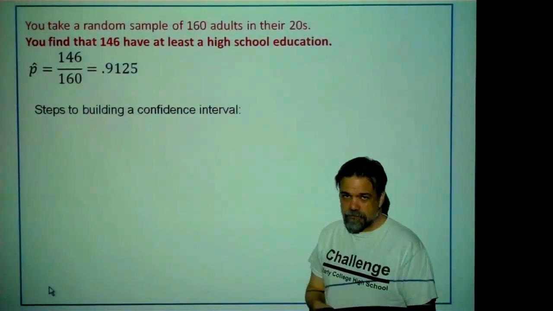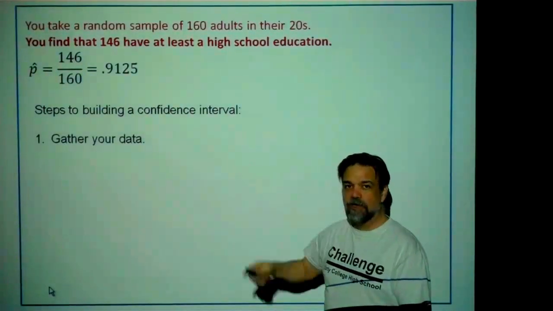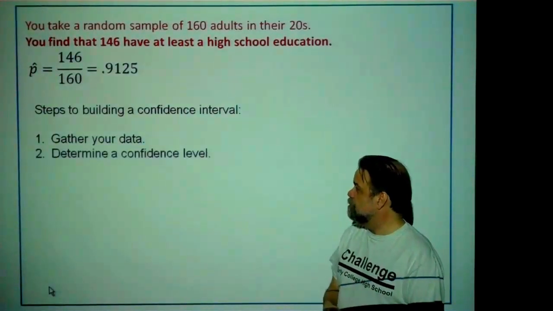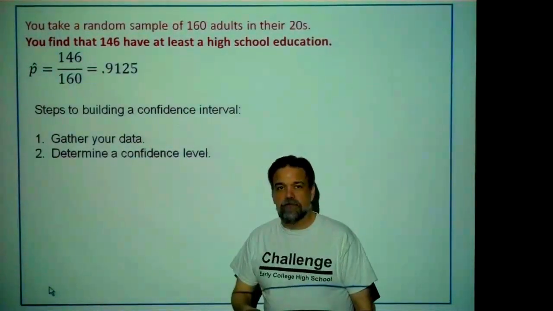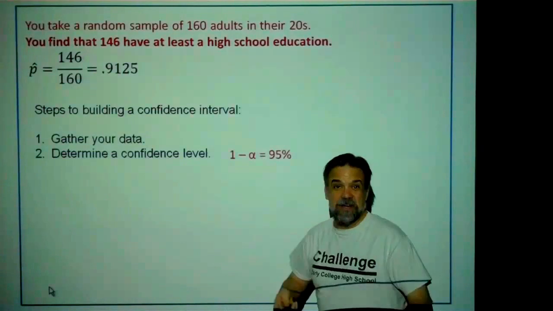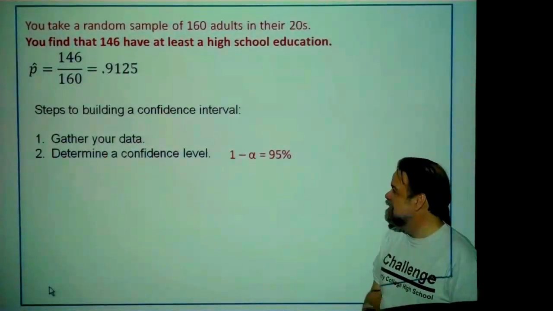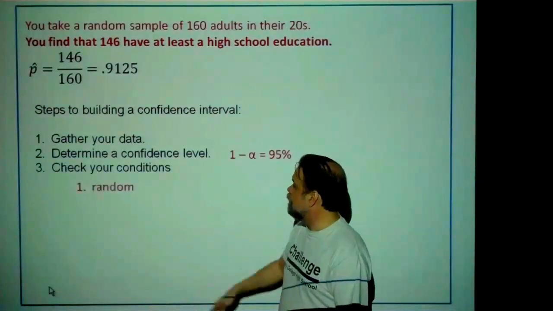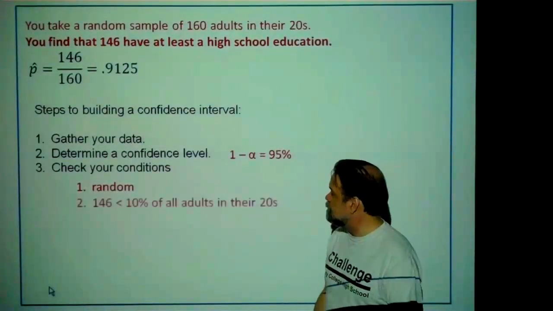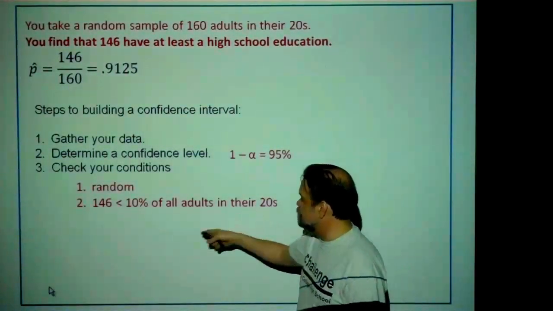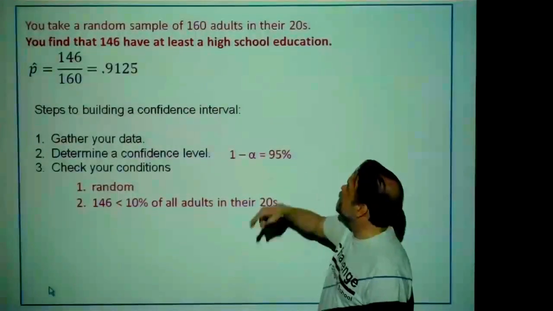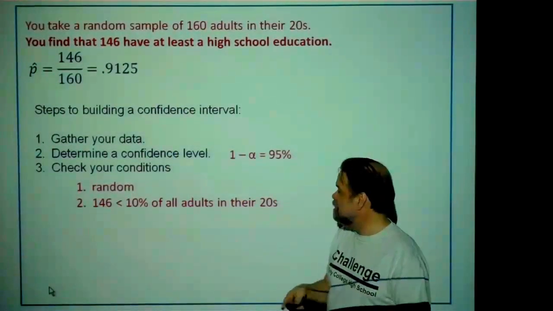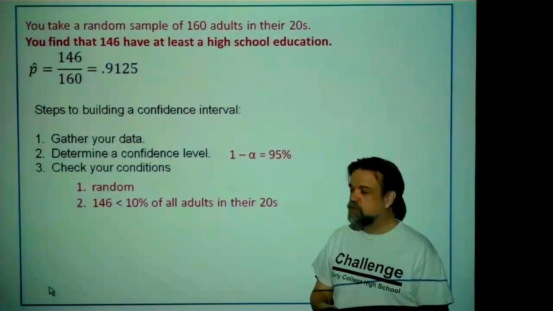So, number one, we did it, okay? You get your data. Number two, you determine a confidence level. Let's say, I don't know, 95%. Okay, let's just choose a very common one. And number three, check your conditions. Okay, it's random. We already looked at that. Sorry, it's a random sample of 160. That's less than 10% of all adults in their 20s.